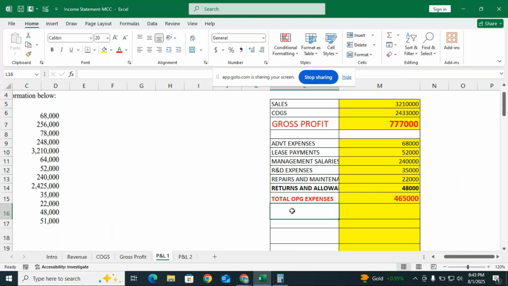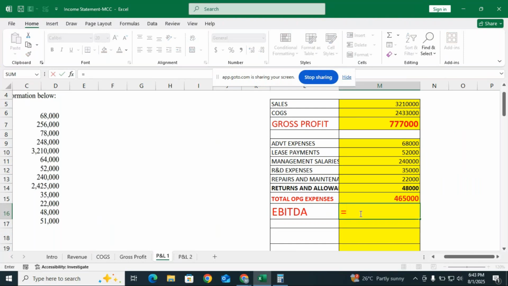Now, how do you arrive at the gross profit minus operating expenses? You arrive at EBITDA. EBITDA. Earnings before interest, tax, and depreciation. So, equals to 7,77,000 minus 4,65,000, which is 3,12,000.